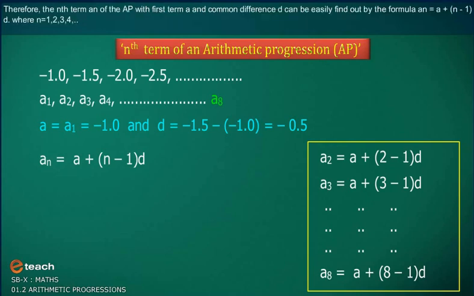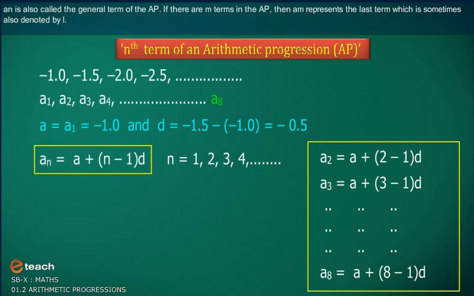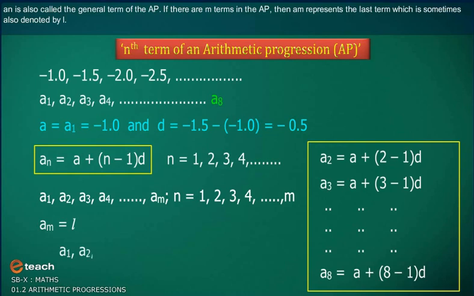Therefore, the nth term An of the AP with first term A and common difference D can be easily found out by the formula An is equal to A plus into bracket n minus 1 D, where n is equal to 1, 2, 3, 4 and so on. An is also called the general term of the AP. If there are m terms in the AP, then Am represents the last term, which is sometimes also denoted by L.